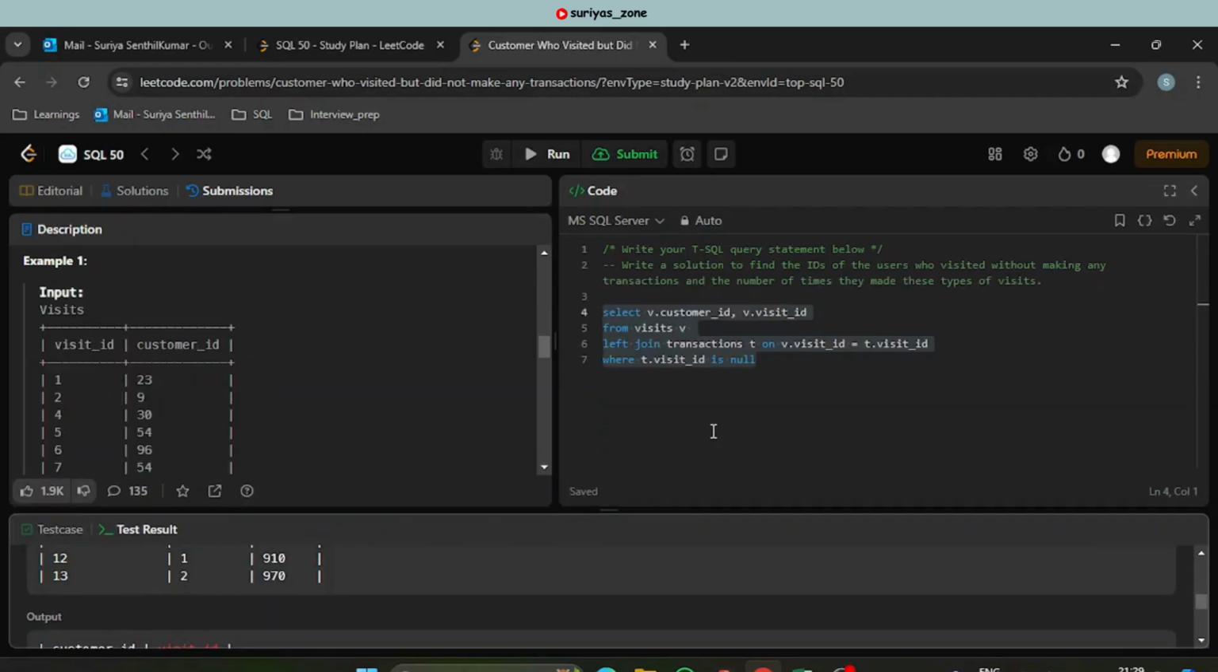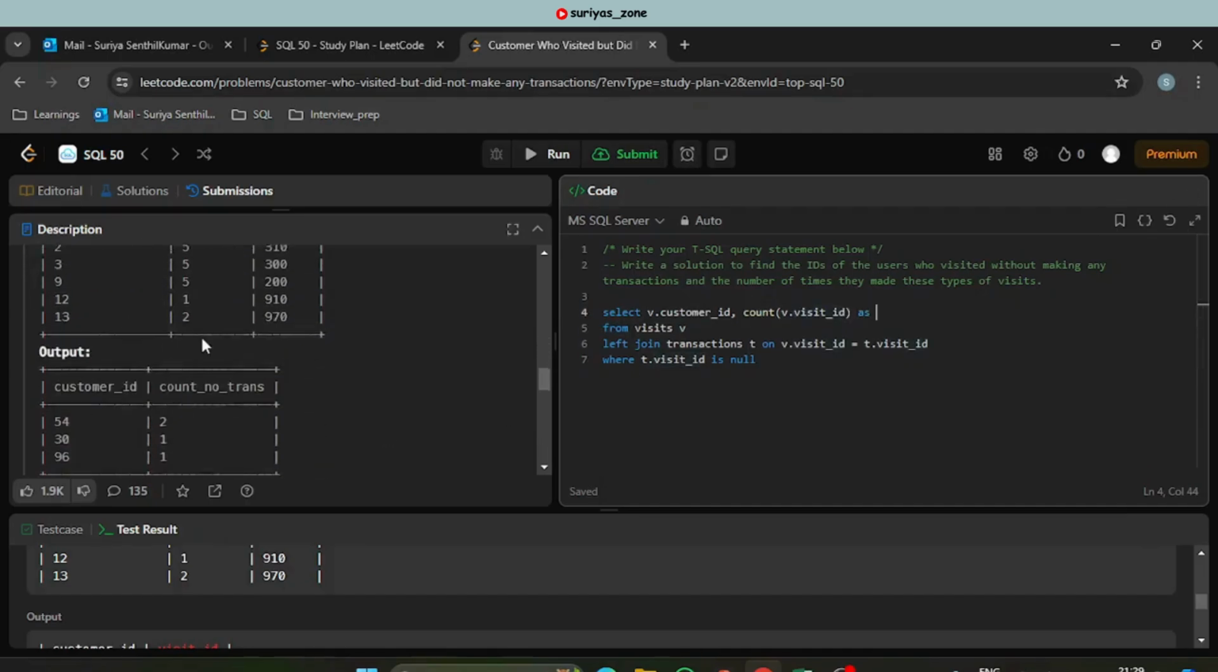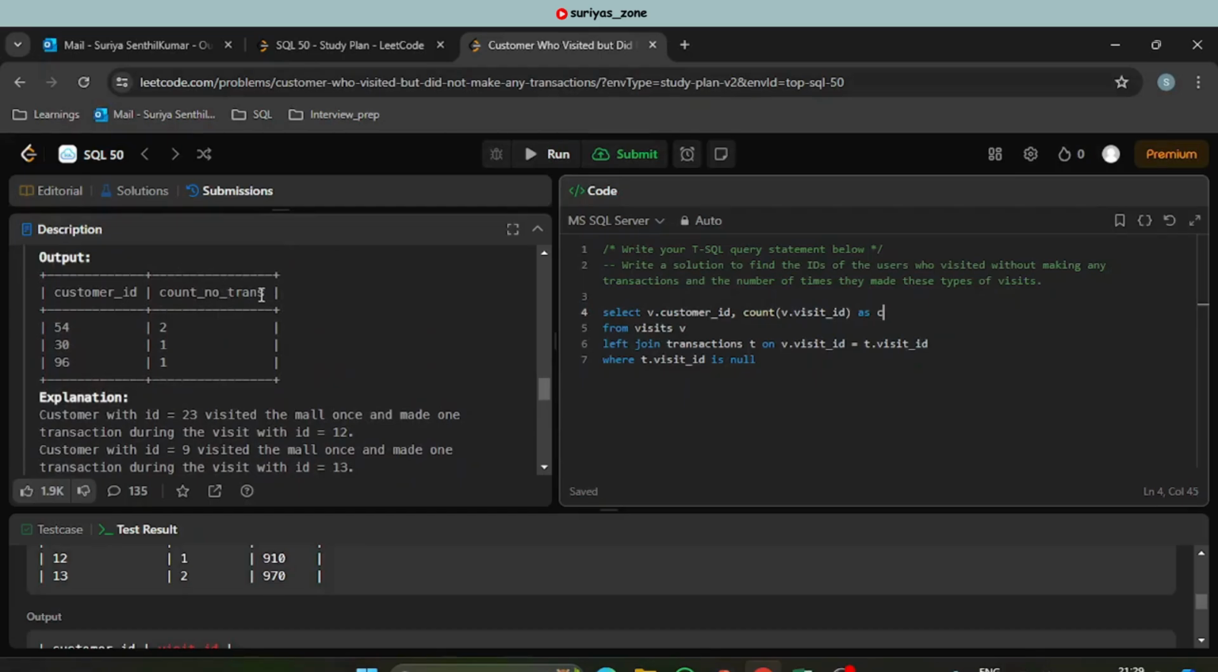So now it is simple. What we can do is, for each customer, we can do a count of visit id, and we rename the column as they are expecting, count of number of transactions: count_no_of_trans. And then we can group it by customer ID, so that for each customer it will count the total number of visits they have done without any transactions. I hope this query is clear to you guys. Let me run this piece of code.